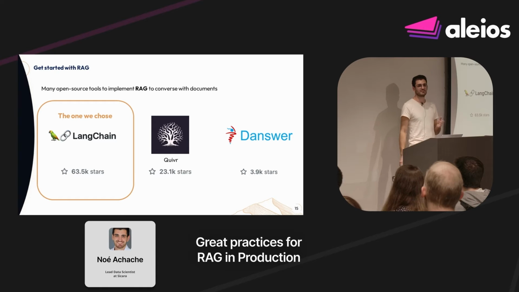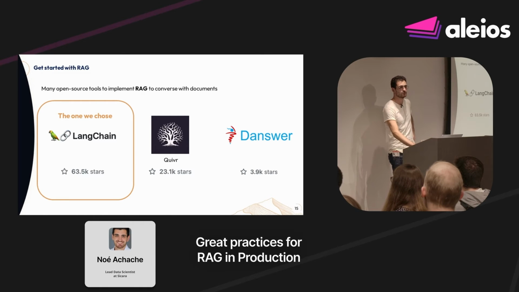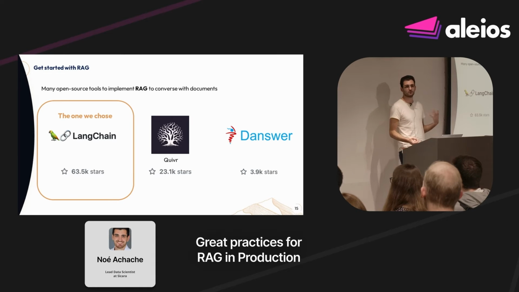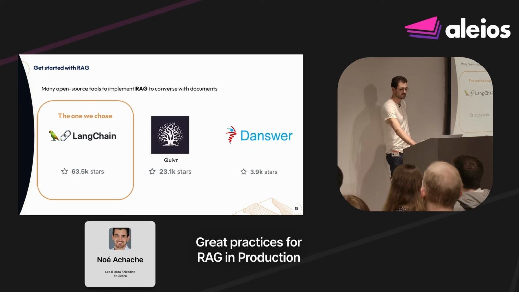Another one, which is a bit less famous but quite nice, is Danswer, which allows you to connect to different APIs like Slack, etc., to give you results, and also integrates a lot of sources like Confluence, Notion, etc., so it allows you to scrape all these sources. The one we used was LangChain because it was the only one available at the time. So this is how we started building our RAG.